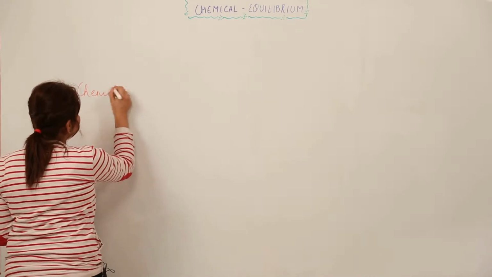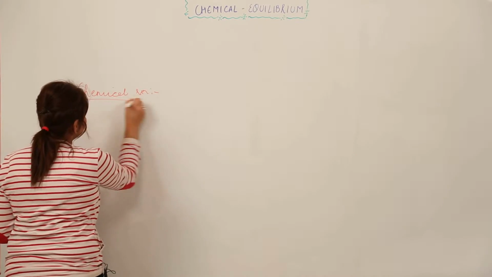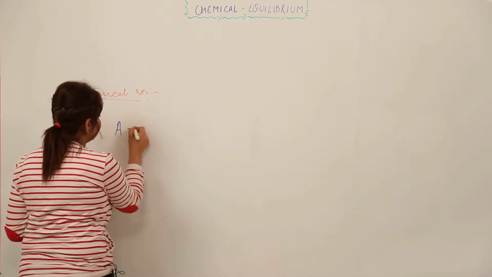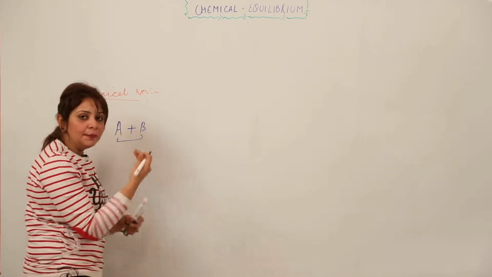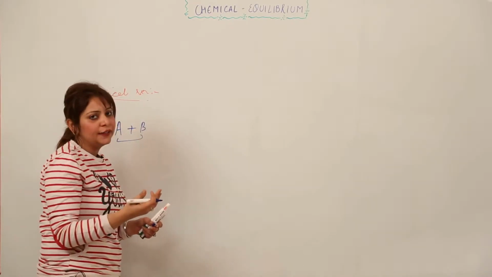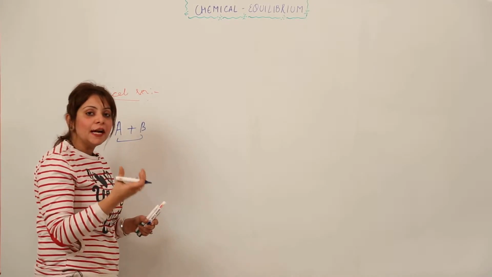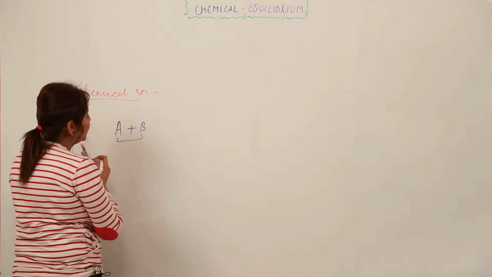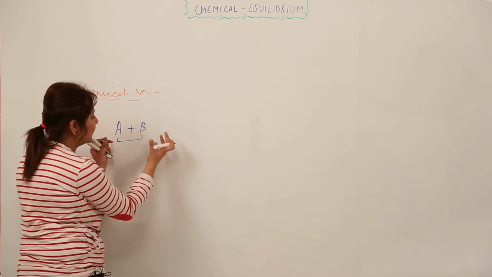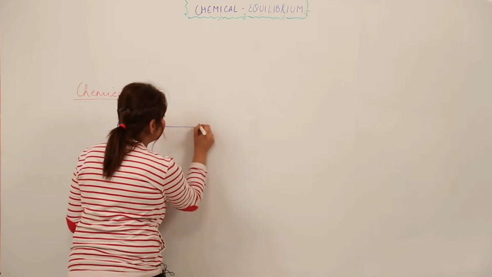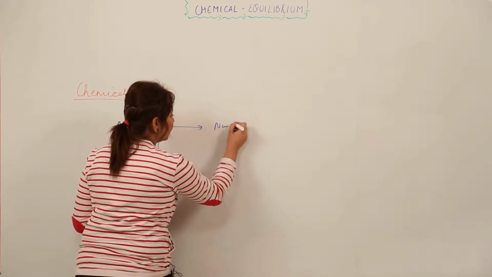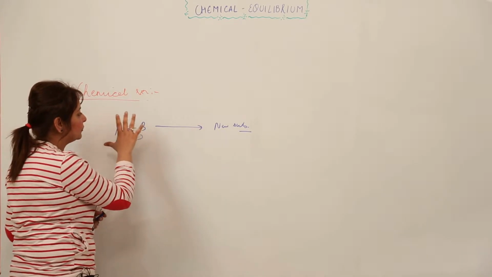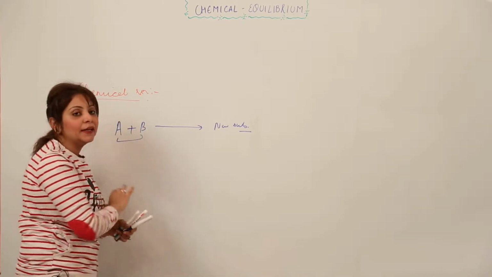Like, for example, I am mixing two substances. I am taking two, but you can take more than two substances as well, or you can start with one substance as well. So the chemical reaction is actually a process in which a few substances I am mixing form a new substance. This kind of process is called a chemical reaction.